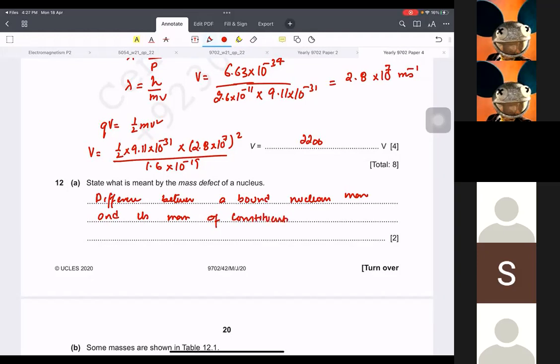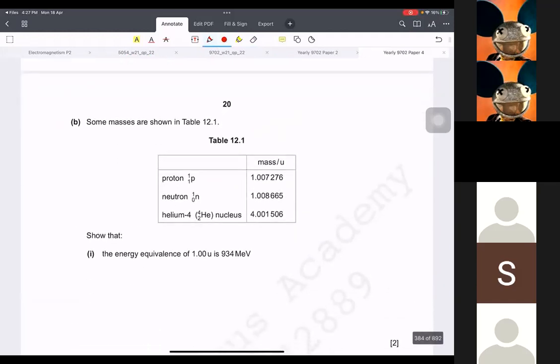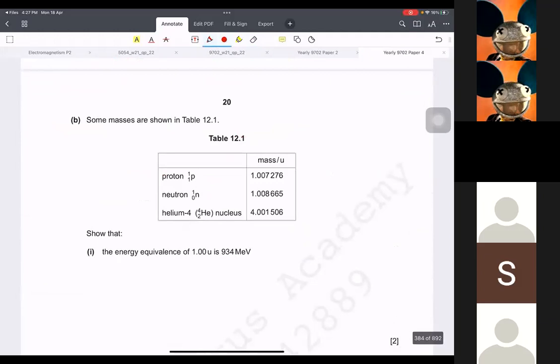Okay. This is 1 mark, and the second mark I'll write here: where they could be separated to infinity. Okay, now this is this, and now they have asked to show this.